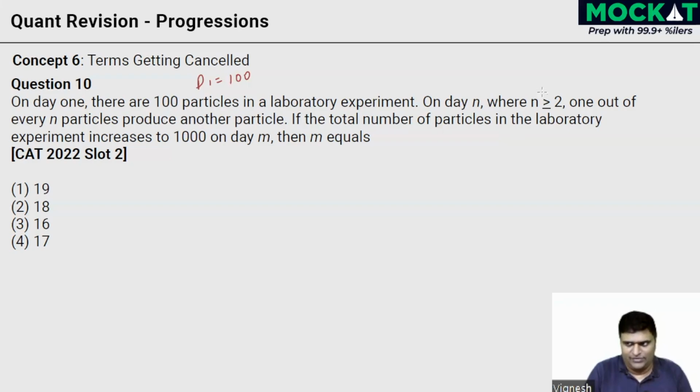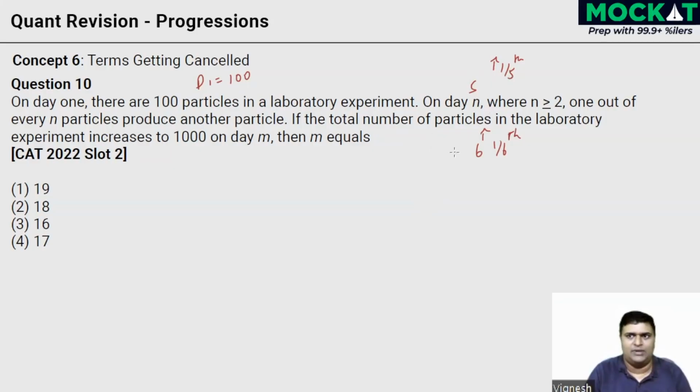So if there are 2 particles, then 1 extra is created, right? On day 5, what is going to happen? For instance, on day 5, 1 out of every 5 is creating another one. So an extra 1/5 is being produced. On day 6, if there are 6 particles, 1 extra is produced. So for every 6, 1 extra is produced. So 1/6 extra is being produced. So essentially what it means is every subsequent day, where day n is there, an extra 1 by n particle is being produced. Extra 1 by n.